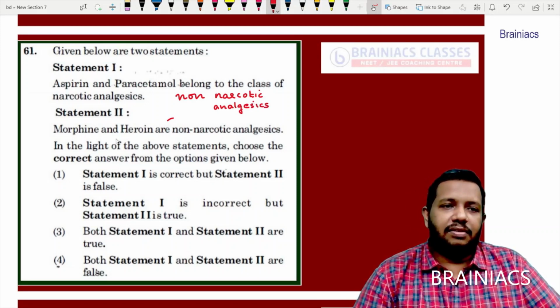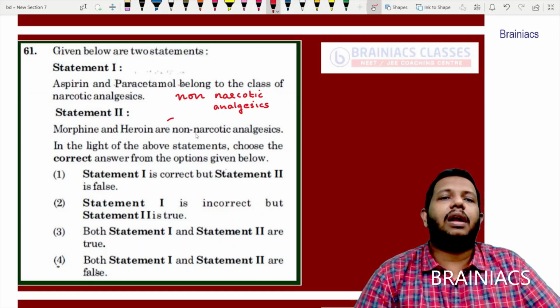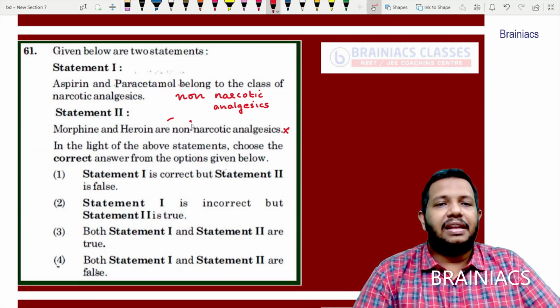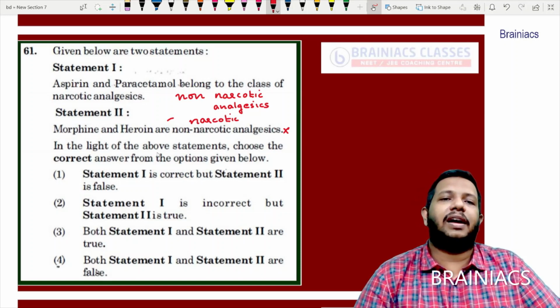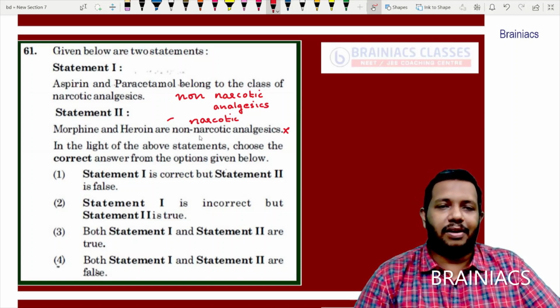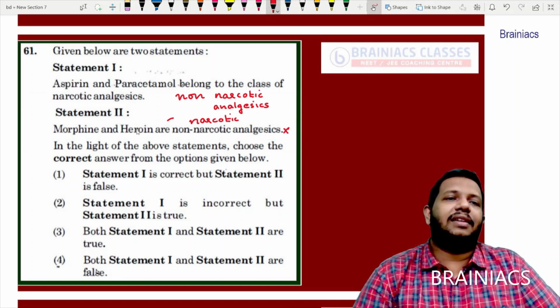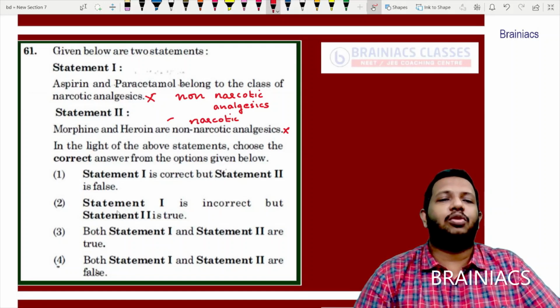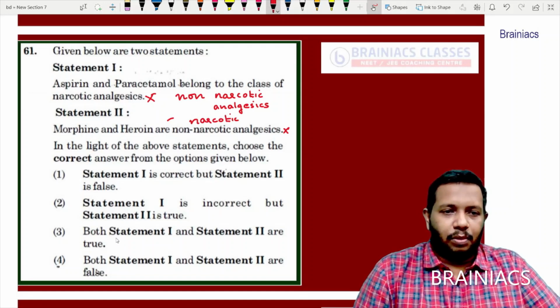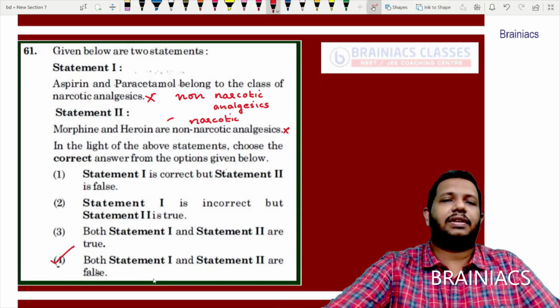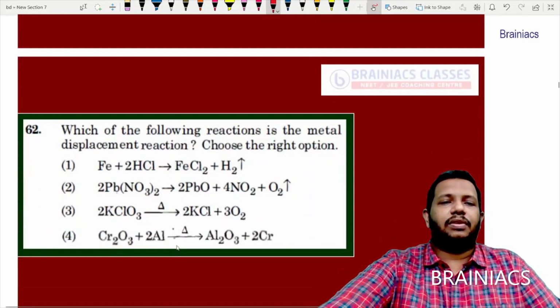Next, statement 2: morphine and heroin are non-narcotic analgesics. That is also wrong. We know that they are narcotic analgesics. Suppose morphine and heroin were non-narcotic, then you could easily sell them in your medical shops, right? Is it possible? No, you will be entering into jail. So both statement 1 and statement 2 are wrong. Which is that option? Option 4 looks like the correct answer: both statements are false. Correct? Now let's go to the next question.